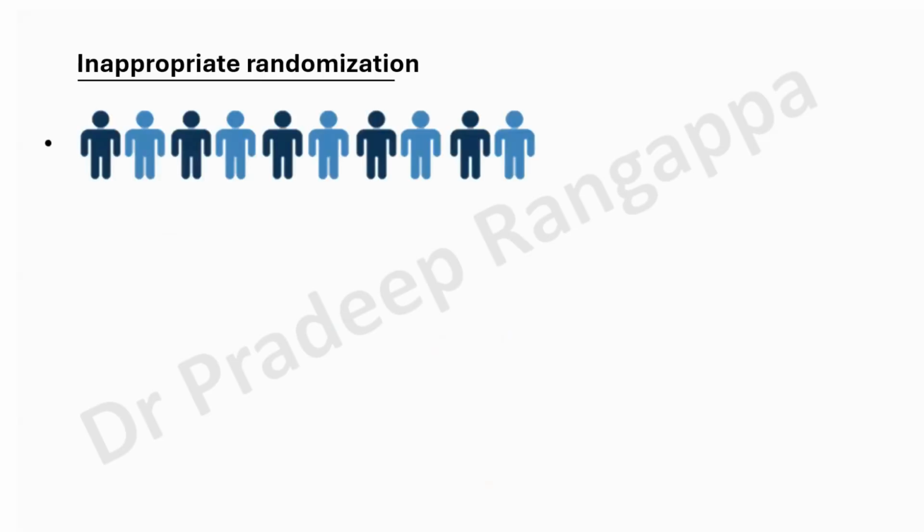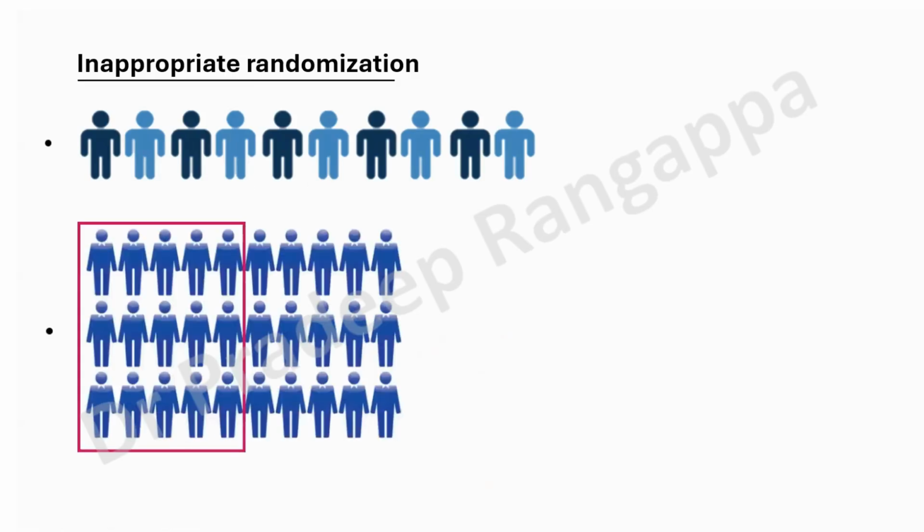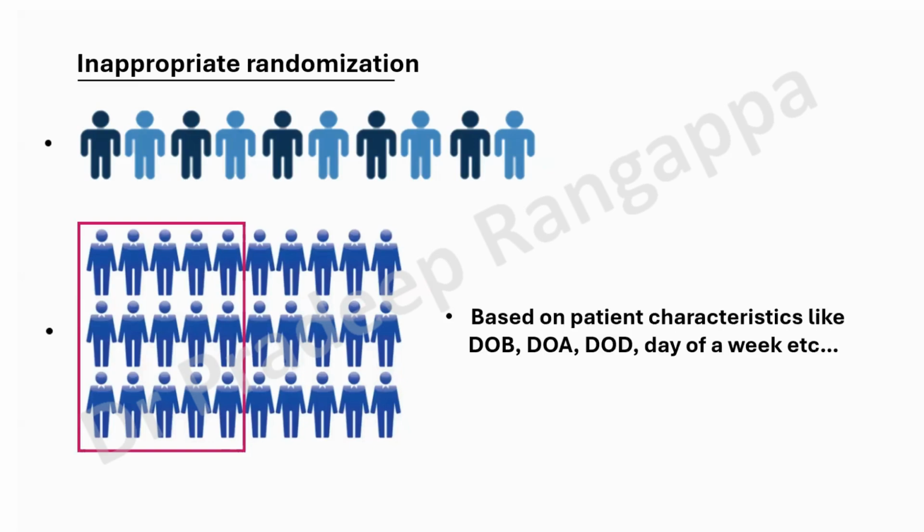Then these are inappropriate. Many of the trainees, when you do randomization, will say they take alternate patients, one patient into the experimental group, one into the control group. This is not the ideal randomization that one should do. Sometimes you can do a study where I'll say the first 15 days of a month I'll put in one group, and the second 15 days I put in the second group. These are all inappropriate randomization.